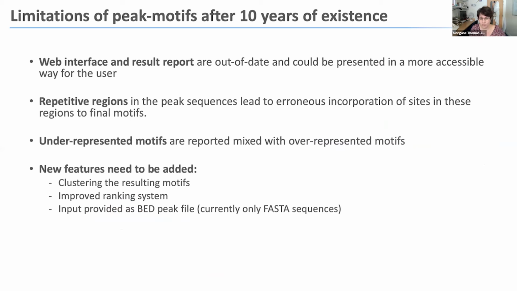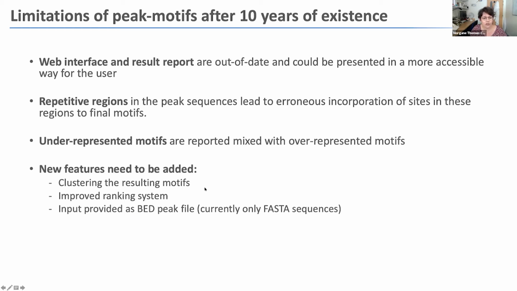So now if we focus on peak-motifs itself, after 10 years of existence, what we can say is that there are really some limitations. The first one, that's probably the most obvious, is that the web interface and the result reports are clearly out of date, and they could be presented in a much more accessible way for the user. Repetitive regions like simple repeats in eukaryote genomes can lead to erroneous incorporation of these sites. So this is a problem that we noticed. Another one is that because we use this position bias as criteria, sometimes we do find underrepresented motifs that are reported but mixed with the overrepresented motifs. So for the user, it's not always really easy to pinpoint this.